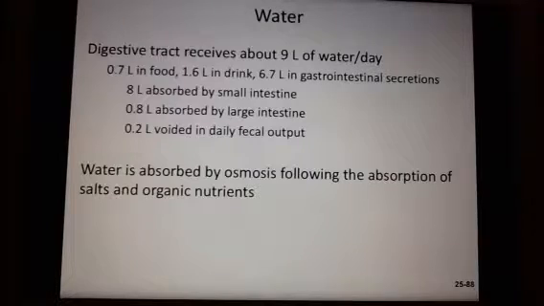So some of that, most of it, is absorbed by the small intestines, 8 liters, and then in the last video, we'll talk about the large intestine and defecation. So for the small intestine, the water is absorbed by osmosis. So once the salts and nutrients are absorbed, then the water follows that just by osmosis. So the sugar or salt content of the absorptive cells in the small intestine is then going to pull water to follow it. And that's, again, going back to A&P1 and just studying up on osmosis.